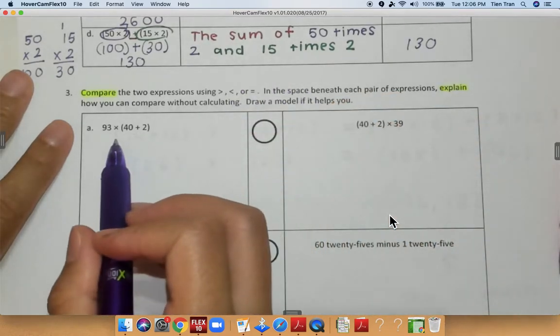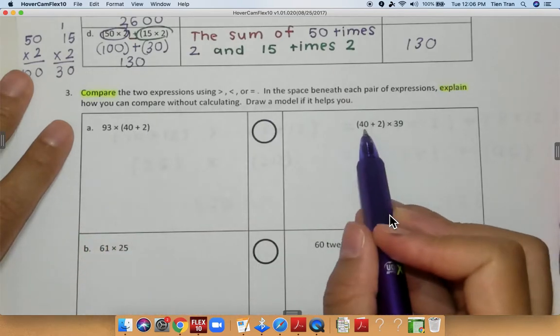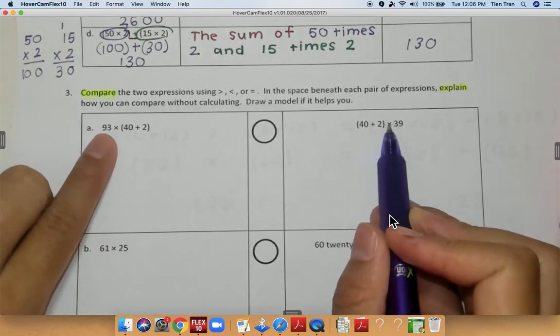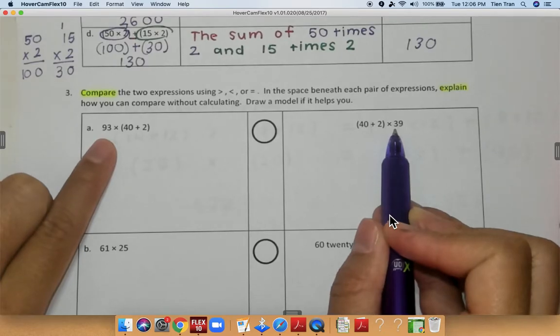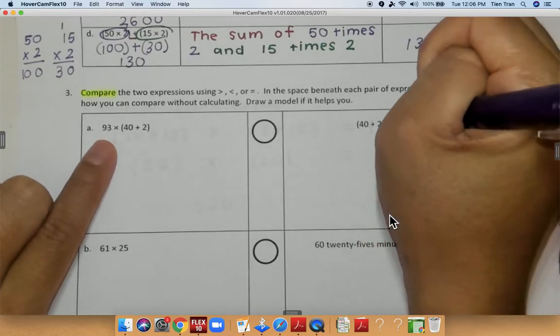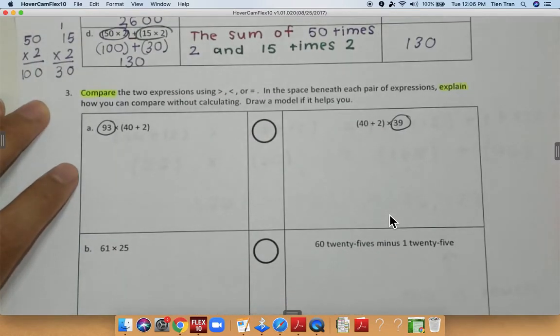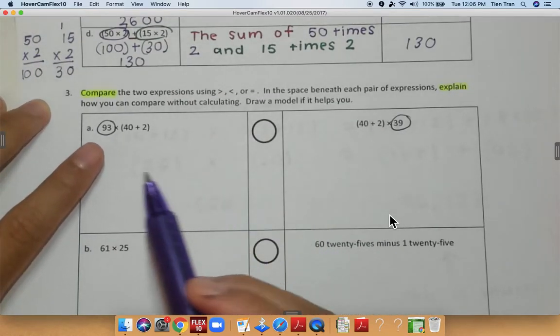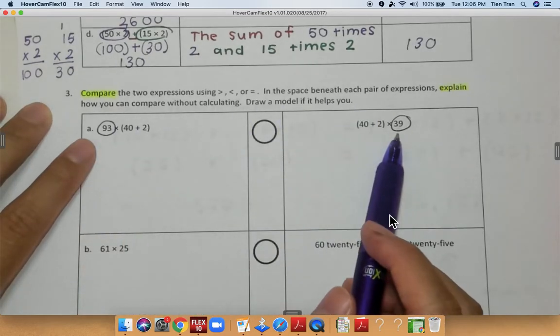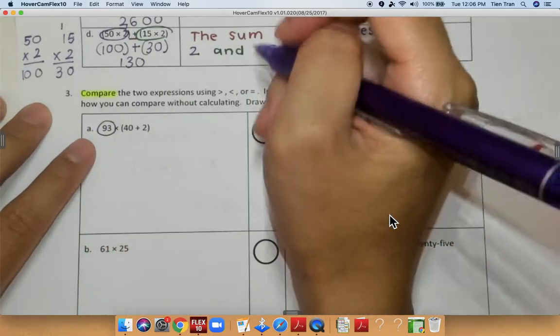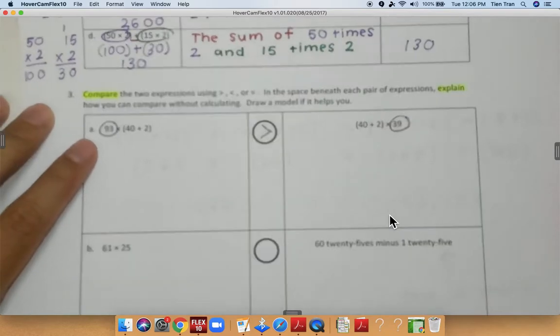For instance, I noticed that this one says 40 plus 2 and this one says 40 plus 2. Over here we have 39 and this one we have 93. That is the only difference, right? So I'm figuring out which number is going to be bigger when I multiply. The number 93 is bigger than 39. So obviously my shark is going to eat the larger number, 93.